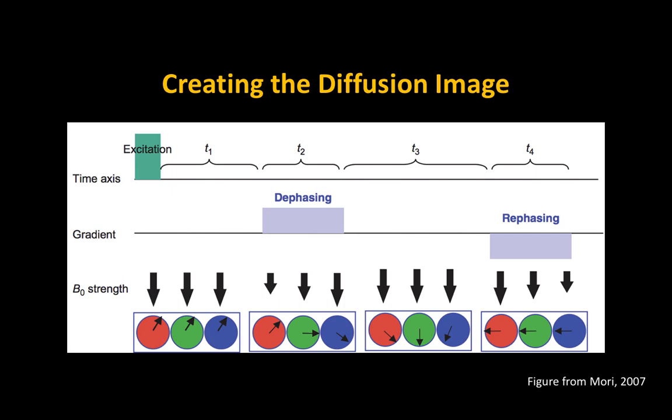So we do that to dephase them, meaning that now they're all going to be not spinning in phase like they were here, but out of phase. But we can also apply a rephasing gradient, which is an equal and opposite gradient from the dephasing gradient. And after that's done, everything is going to be back to what it was before we did anything. Okay?